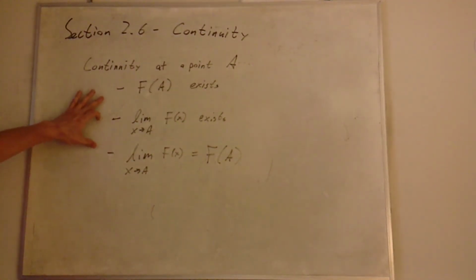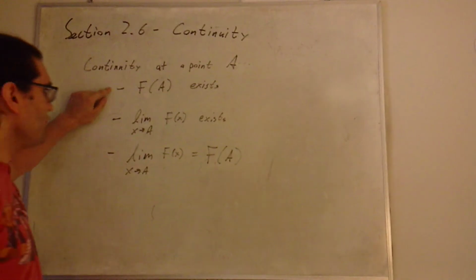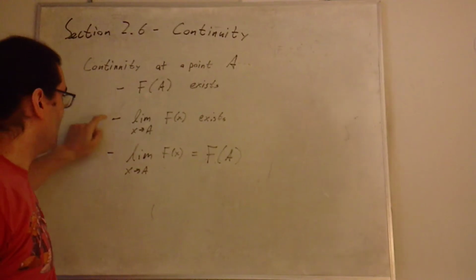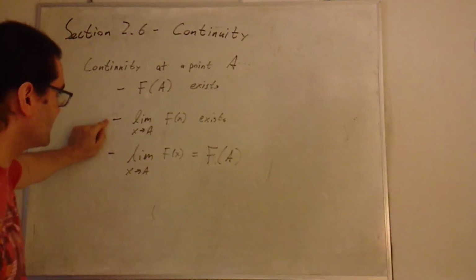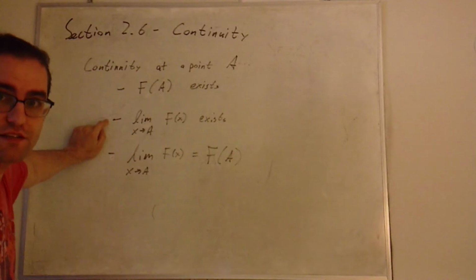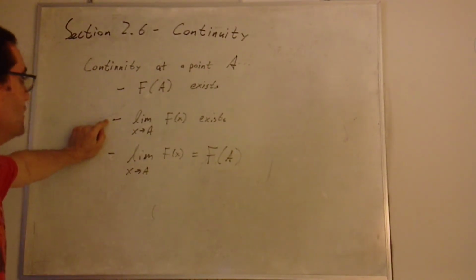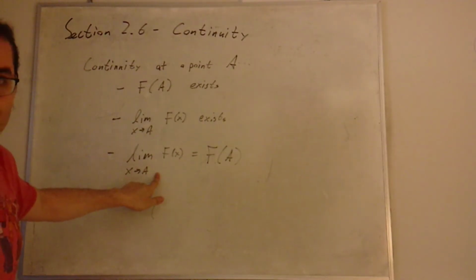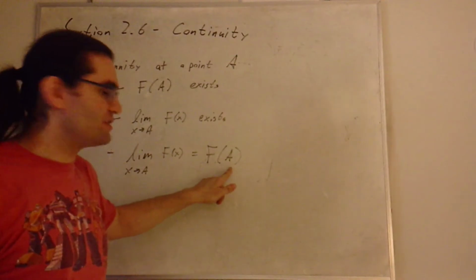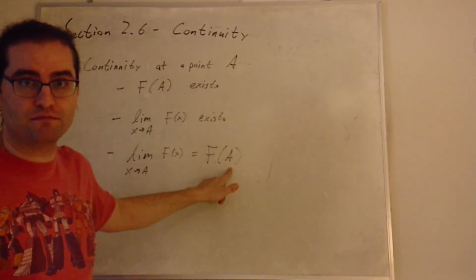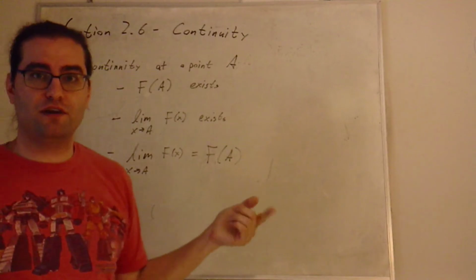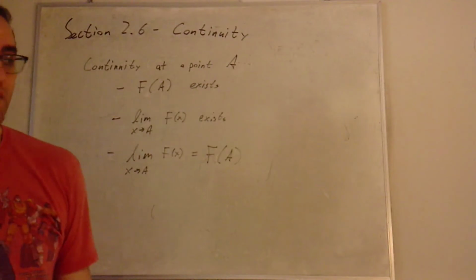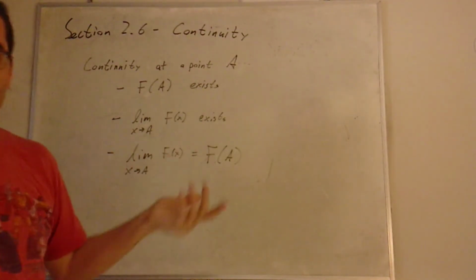So let's quickly remind ourselves what these things mean. F of a is what the function is actually doing at a. The limit as x approaches a of f of x is what the function looks like it's doing at a. If what the function looks like it's doing matches what the function is actually doing, then we have continuity. If it looks like it's going to hit 3 and it actually hits 3, that's what continuity means. We talked about this situation a lot when we first introduced the idea of limits.